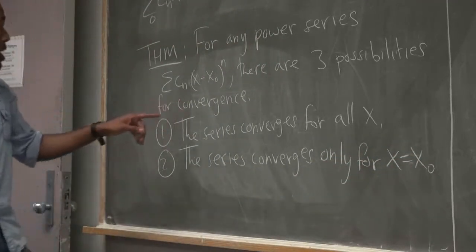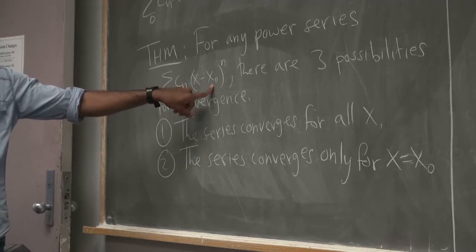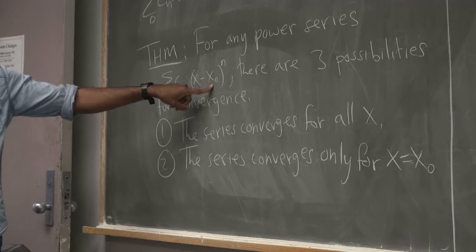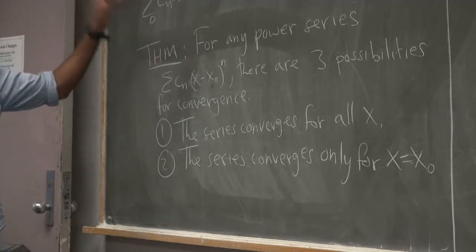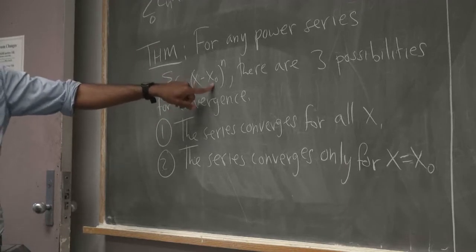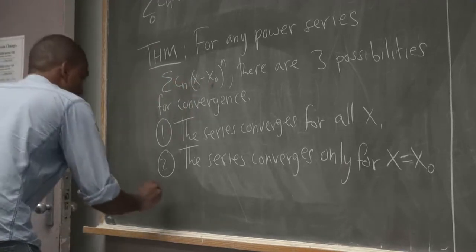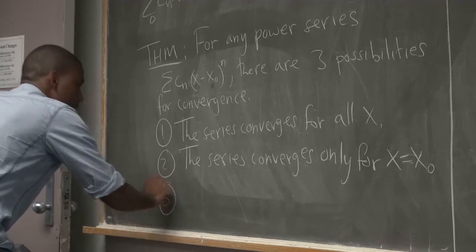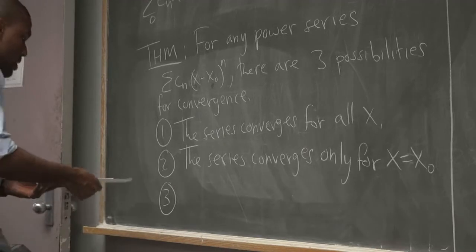Notice that if I make my x equal to x naught, this is just zero. So I'm just adding zero over and over. And that will, of course, converge to zero, right? So either it will converge no matter what x is, or it will converge if x is equal to this, which guarantees that it gives you zero. Or the third possibility, it will converge on some interval that we will be able to determine using the ratio test, by the way.